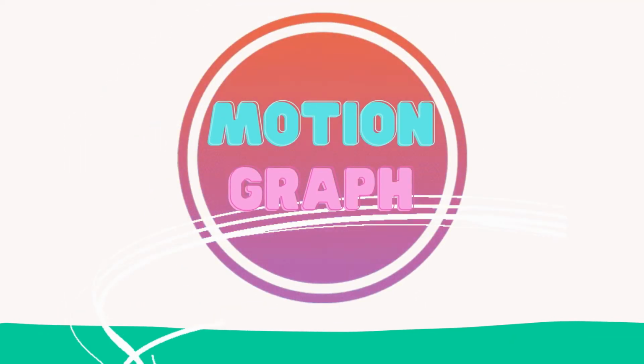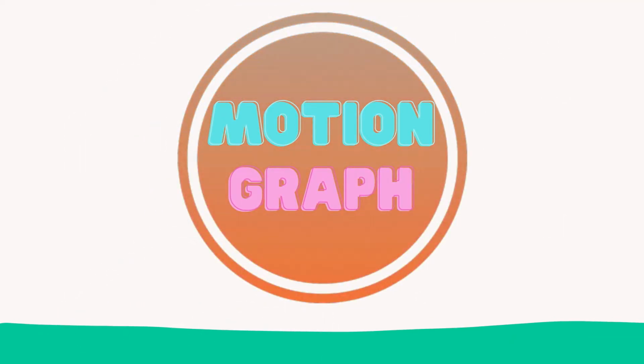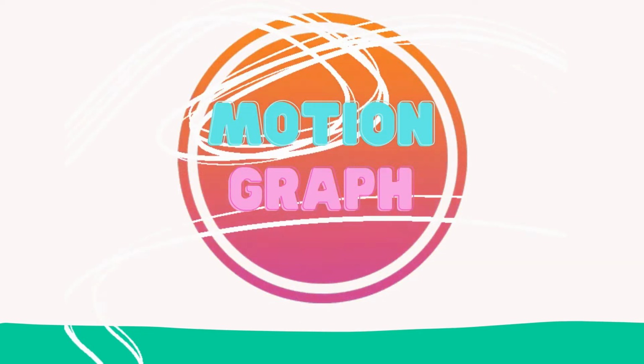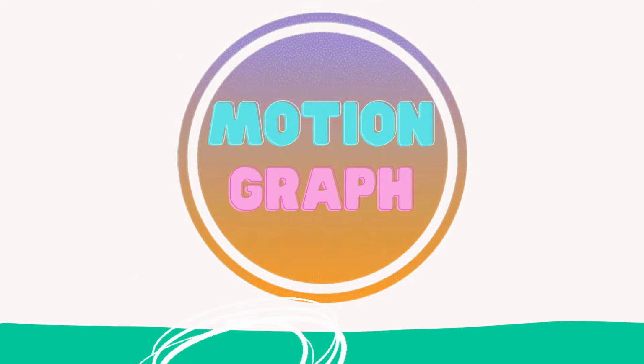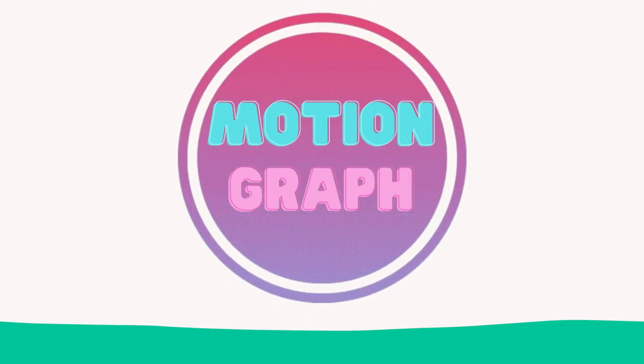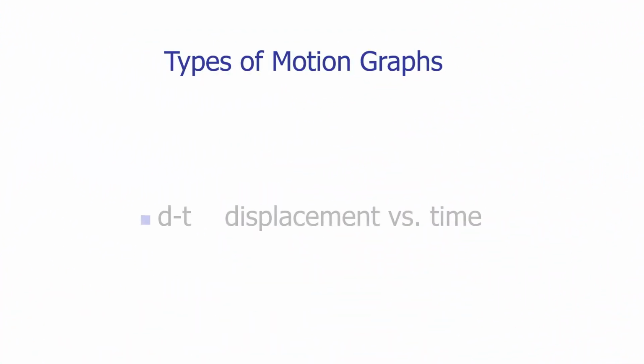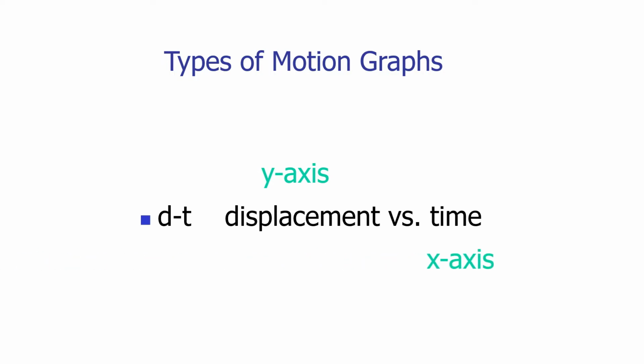Today's topic is about motion graphs, where we pair displacement, velocity, and acceleration to the independent variable, which is time, and describe what happens. We have the displacement versus time graph, wherein the displacement is the y-axis and the time will be the x-axis.